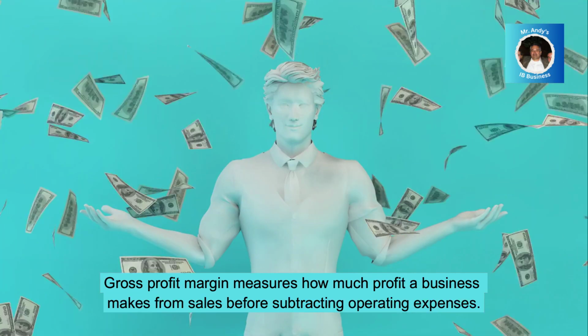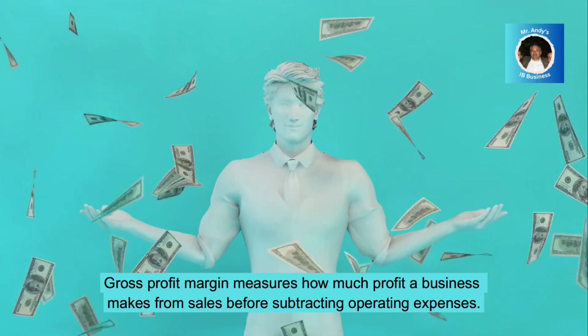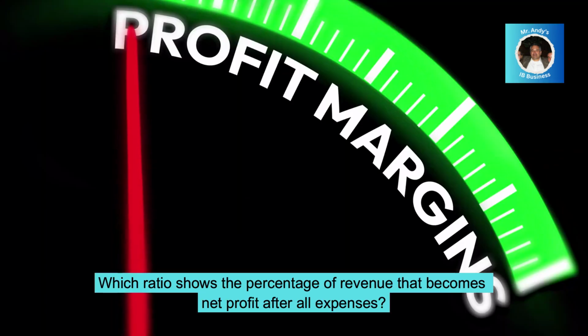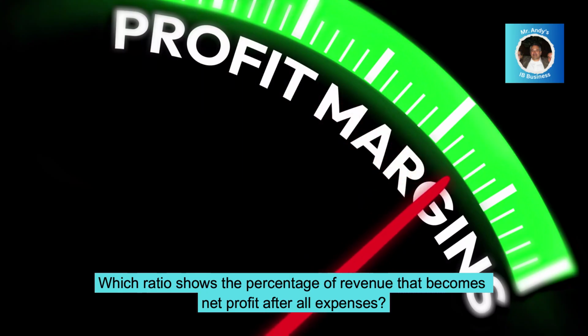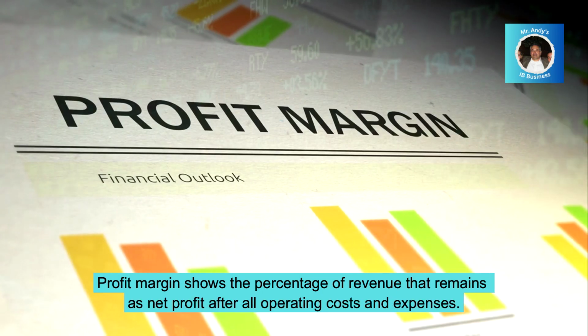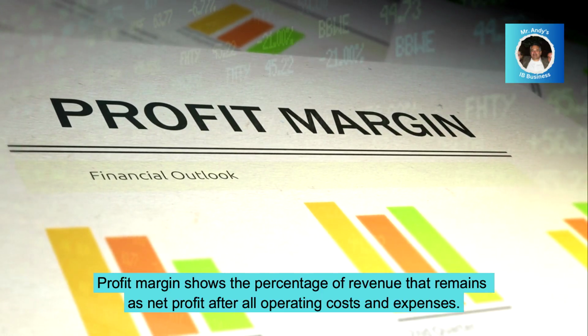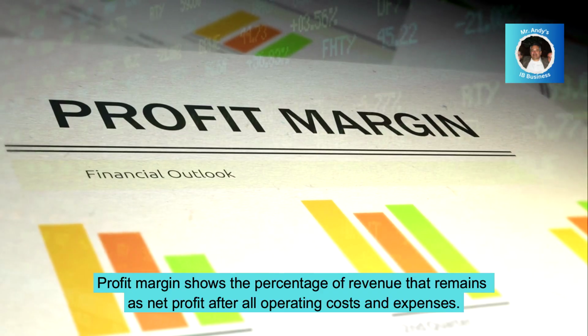Gross profit margin measures how much profit a business makes from sales before subtracting operating expenses. Which ratio shows the percentage of revenue that becomes net profit after all expenses? Profit margin shows the percentage of revenue that remains as net profit after all operating costs and expenses.